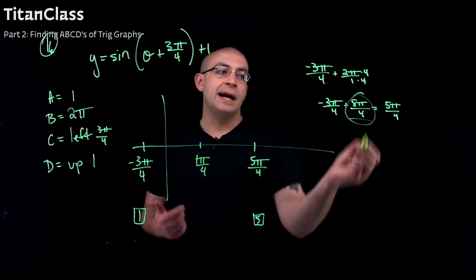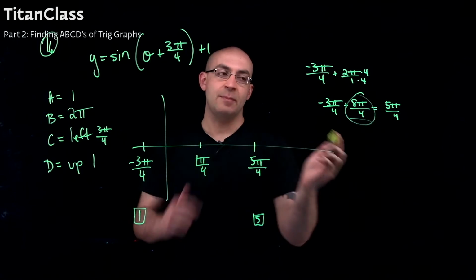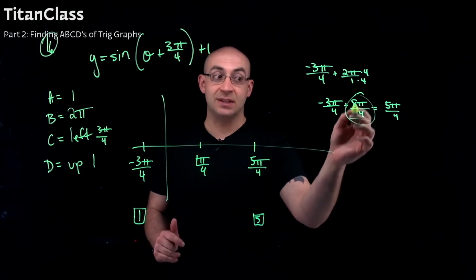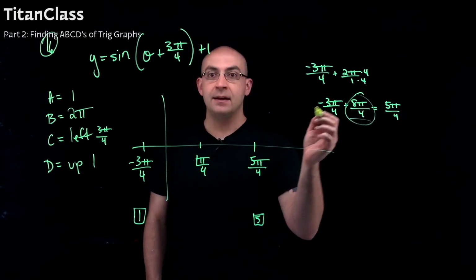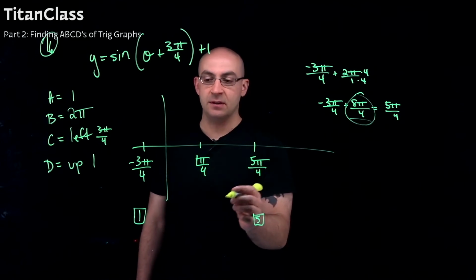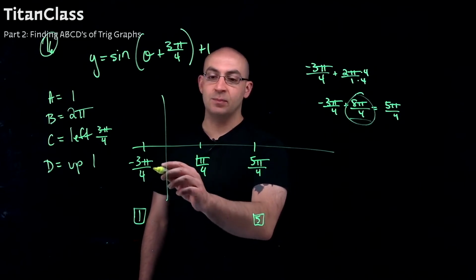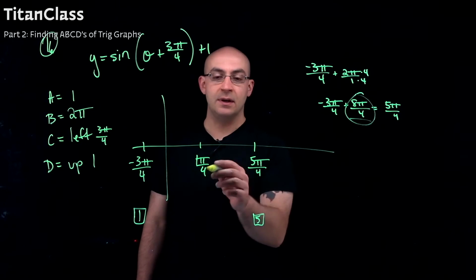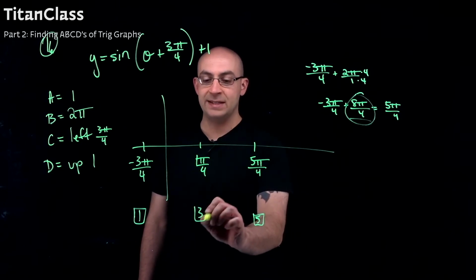So what did I do? I took the entire period's distance of 8 pi over 4, divided it by 2, because if that's 2 pi, I can just do 1 pi, and then I would just subtract it from the distance here. So negative 3 pi over 4 plus 4 pi over 4 is 1 pi over 4, and the distance there. And that's our third point.